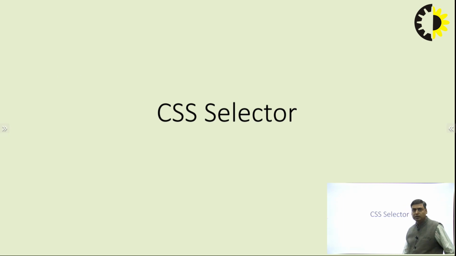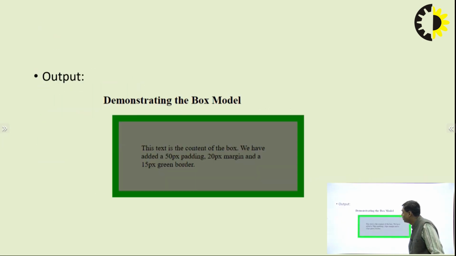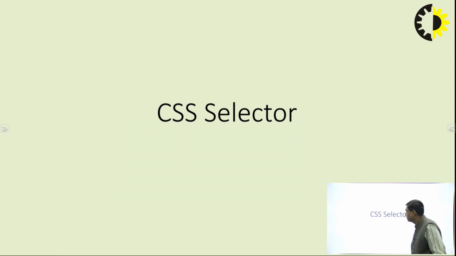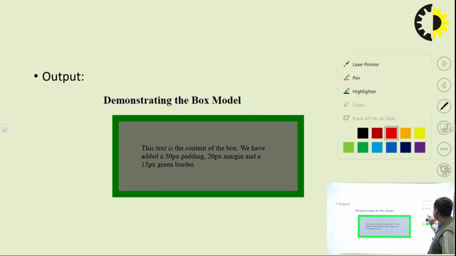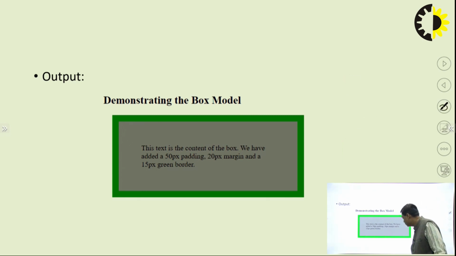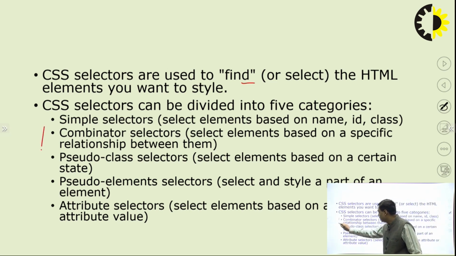Next I am going to discuss about the CSS selector. Before the box model, next yes we are going to discuss about the CSS selector. So what is the CSS selector? CSS selector is basically to find the HTML elements and to display the style on these HTML elements. These are the types of CSS selector.